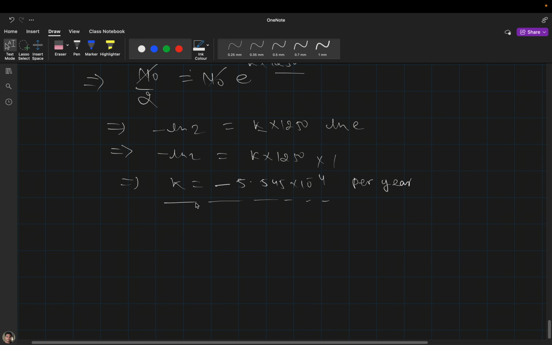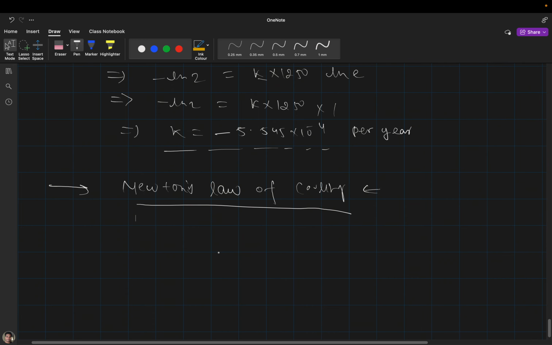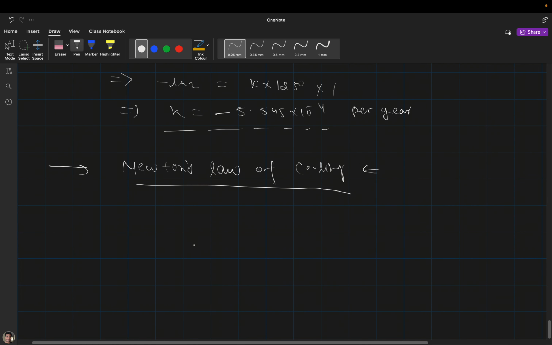Okay, so let's move to another model problem: Newton's law of cooling. Have you heard about it ever? It says heat transfer problems, convection.